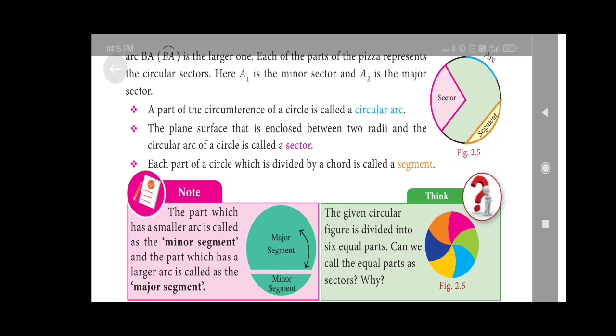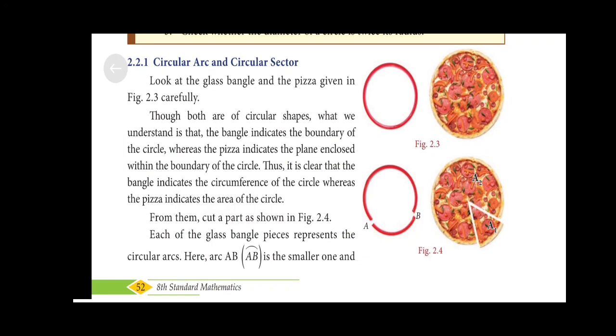So simply you can understand by seeing a piece of pizza. Here we have seen this piece is given. So this piece is called what? Sector. Understand? Two radii are there, and this arc is there.